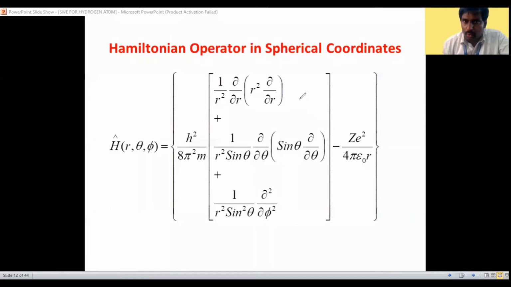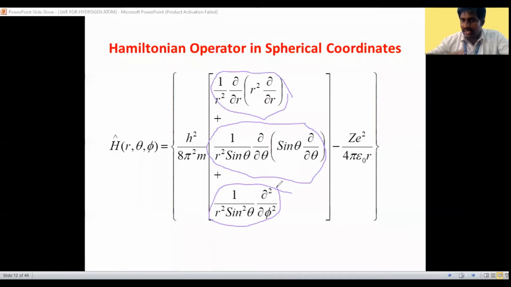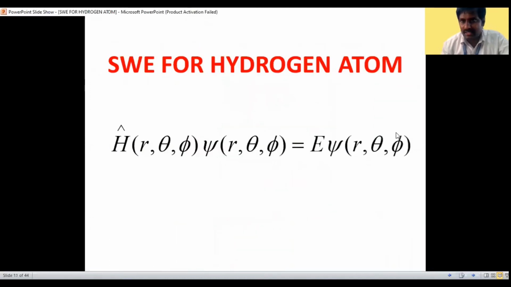Now let us see. We are replacing dou square psi by dou x square with this term, dou square psi by dou y square with this term, and dou square psi by dou z square with this term. We have converted the things, and we are replacing them with the last term. We are substituting this H cap value into our Schrodinger wave equation.